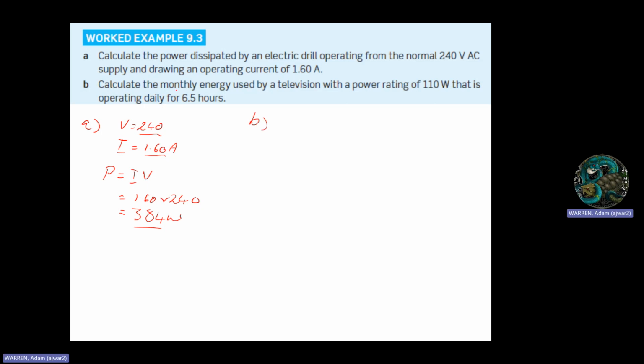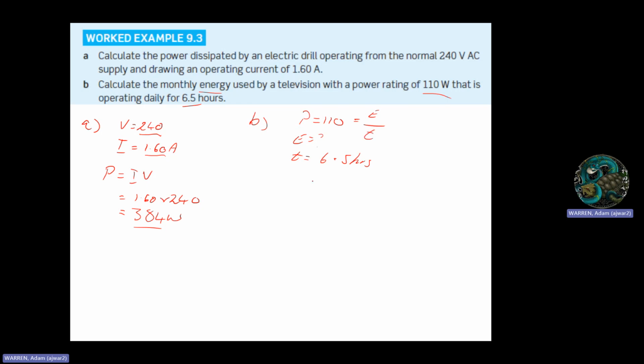Let's have a look at B. Calculate the monthly energy used by a television for a power rating of 110 watts that is operating for 6.5 hours. So we have here a power rating of 110. We want to know energy, and we have a time of 6.5 hours.